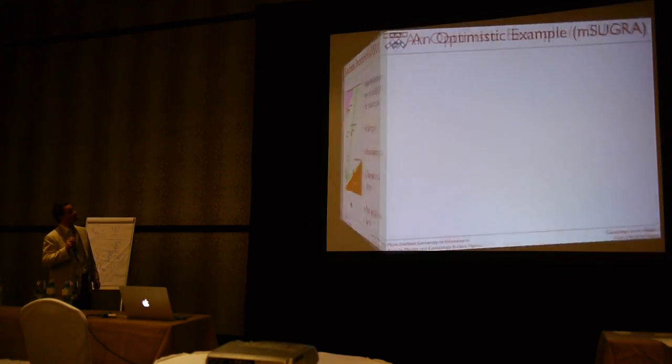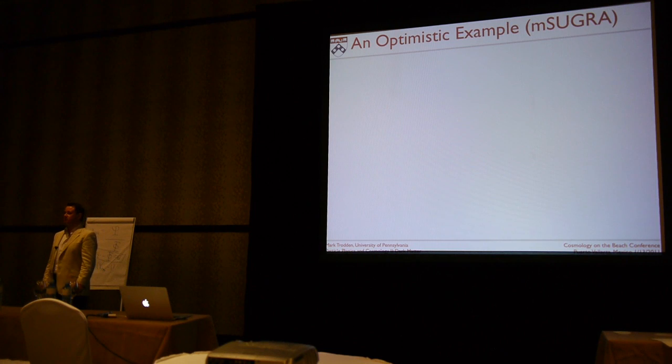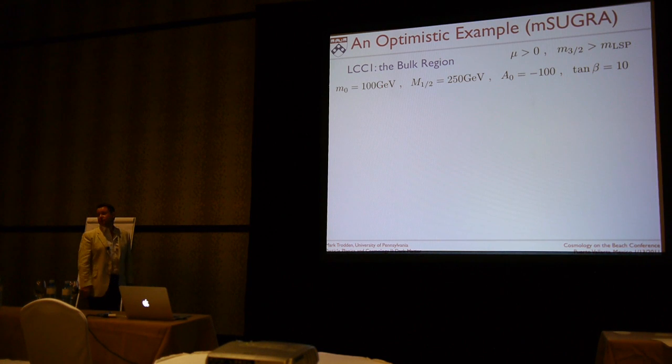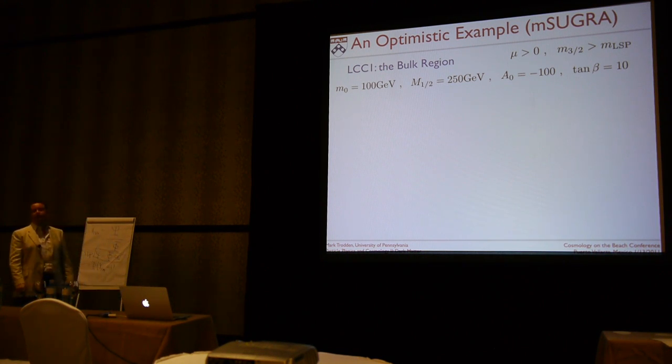So I'm going to finish, essentially, with a very, very optimistic example, since it's good to be optimistic. So I'll follow what I said about now. This is an mSUGRA example. It's what's called the bulk region example, LCC1. It's got a positive mu. These are the values of the parameters that I told you you would need. That's it. So what happens?